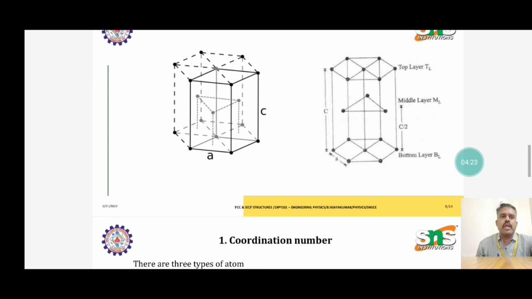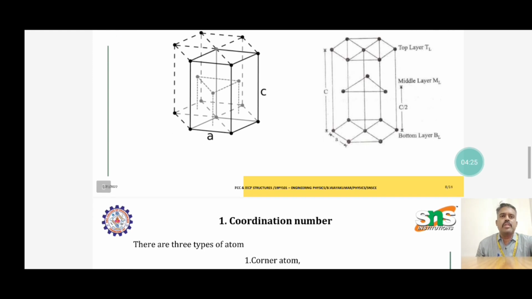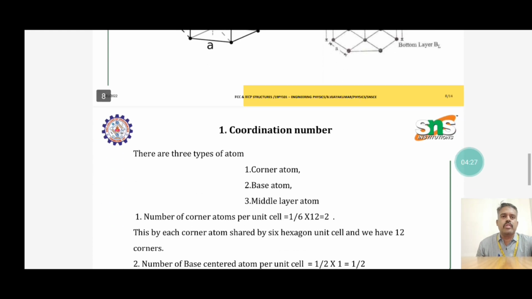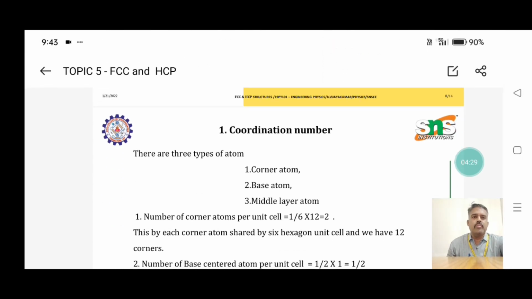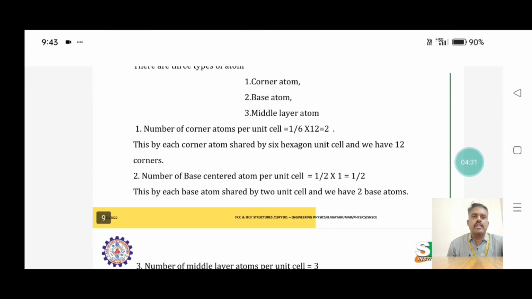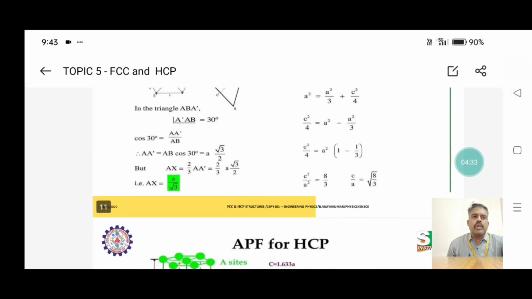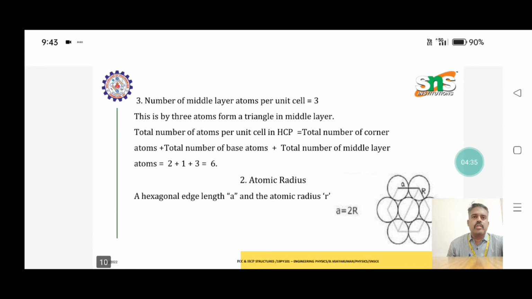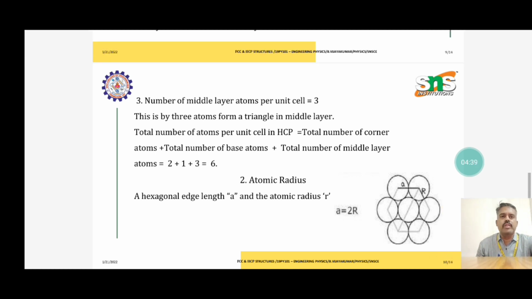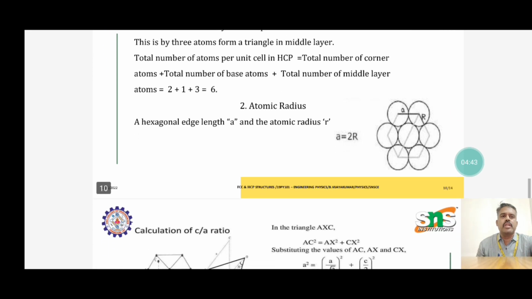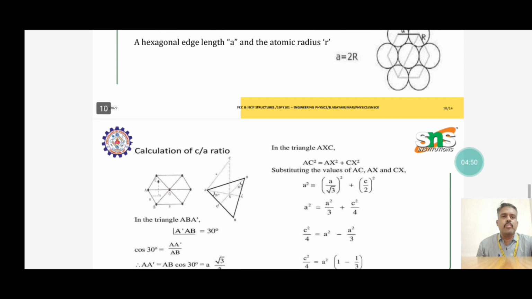So the corner atoms are 6, and the middle means base atoms and middle layer atoms. So the corner atom, base atom and middle layer form the structure. Finally we get 2 plus 1 plus 3 equal to 6. The total number of atoms per unit cell in HCP is 6. Then the atomic radius is very simple, because the corner atoms are attached. We get the atomic radius a equal to 2R, or R equal to a by 2.